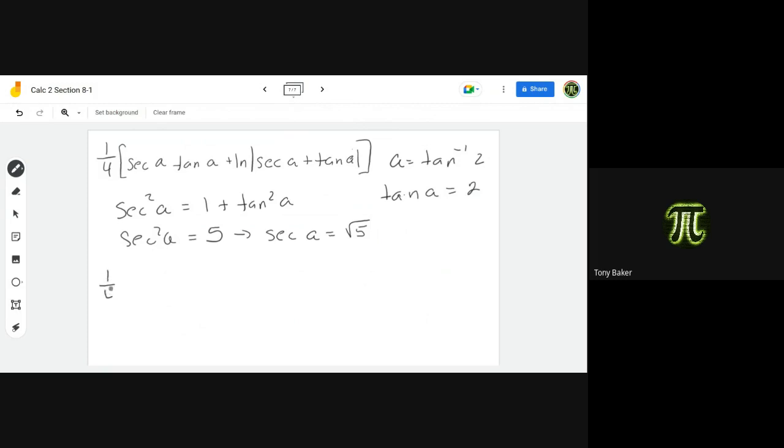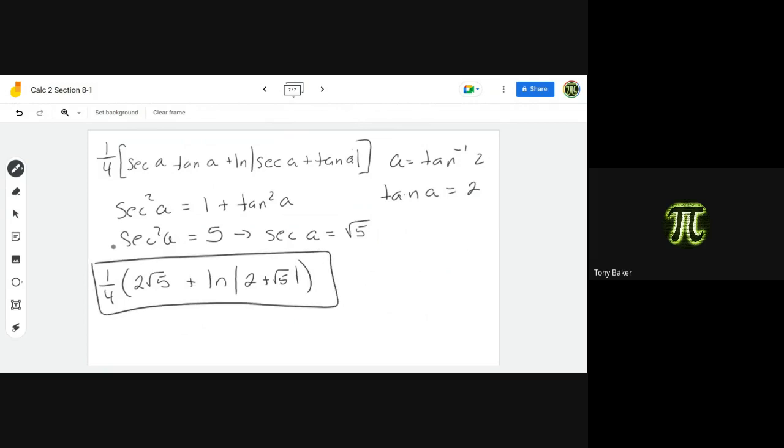So now we can plug in what we know. So this one I have 2 times the square root of 5 plus ln of 2 plus the square root of 5, and that's my final answer. It's square root of 5 plus 2.